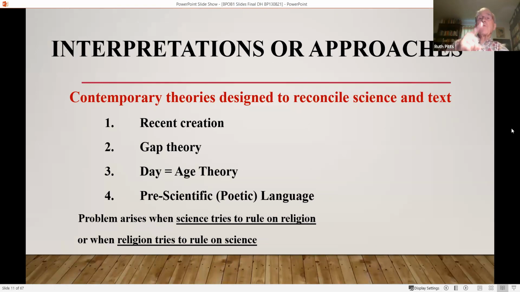Well, I should say the first two of those theories are keen to keep day as a 24-hour period. The latter two, 3 and 4, give that up in order to accommodate the idea of a different approach with what we know about the world from science. All right, let's go on.